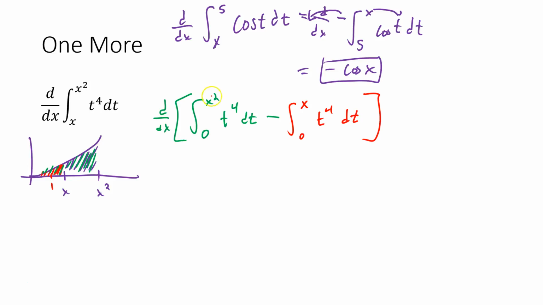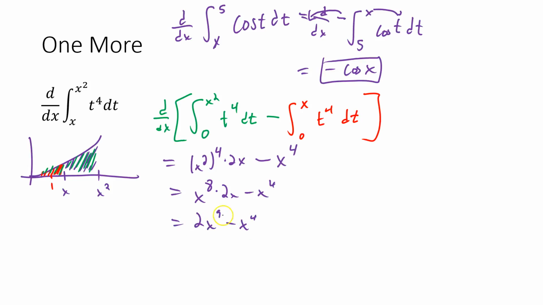So now my derivatives, I just dump in. I'll go back to purple here. So this is going to be x squared to the fourth. On this one we have to chain, so we multiply by 2x. Then we subtract off x to the fourth. Make that look a little prettier. That's x to the eighth times 2x minus x to the fourth, which is 2x to the ninth minus x to the fourth.